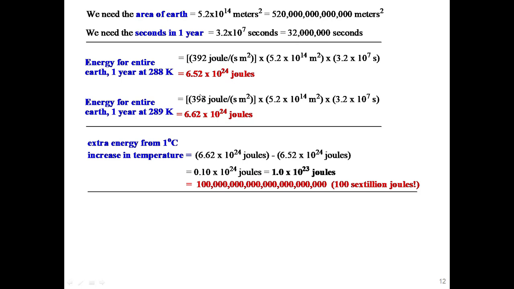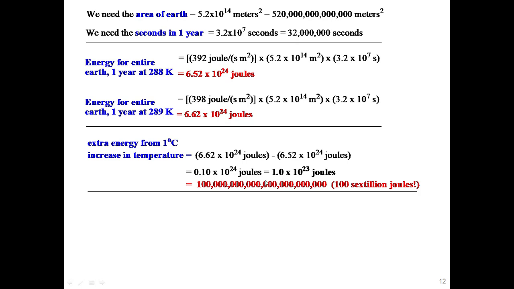Well, we do the same thing with our 398, because we've added an extra degree here. It's at 289 instead of 288. And so then we get 6.62 times 10 to the 24. We look at those and we say, oh, that's not too different. 6.52, 6.62, that's only 0.1. But what we're forgetting is this times 10 to the 24 joules. So we take one of those 10s and make this a 1. And so what we're really looking at is 1 times 10 to the 23 joules. Another number that is almost incomprehensible.